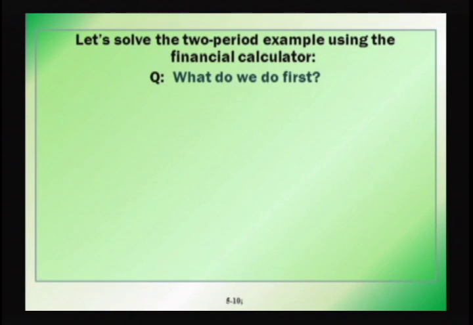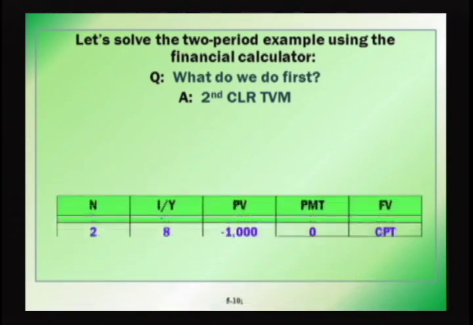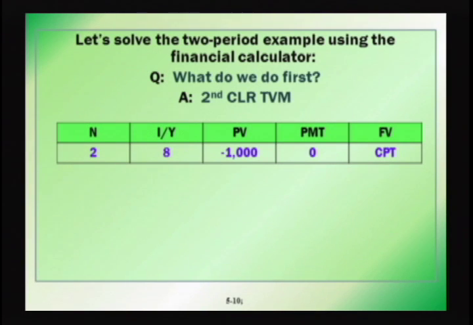So if we're going to solve a new problem, what's the first thing we do with our calculator? You got it. Second, clear time value of money. Let's get rid of those old numbers. There's our factors. N is now 2 because we have 2 periods. I over y is 8. My present value is still 1,000, and we'll compute a future value.